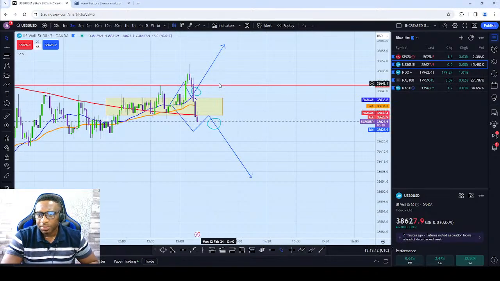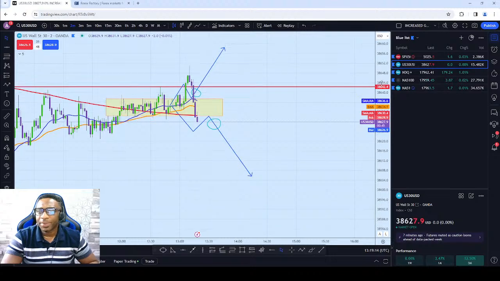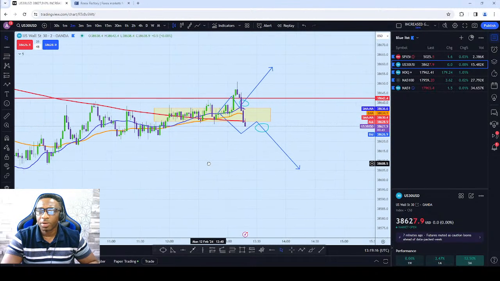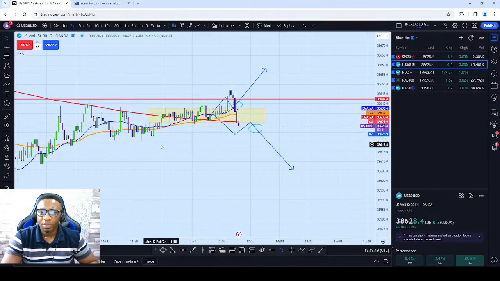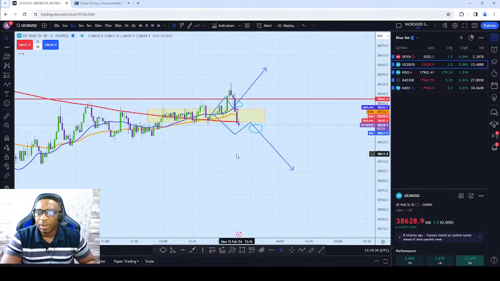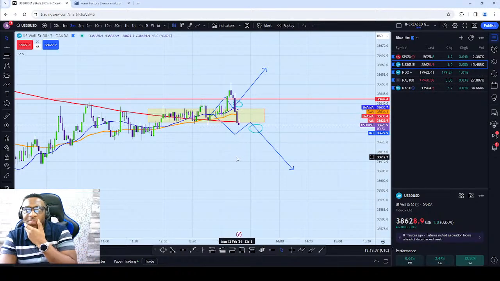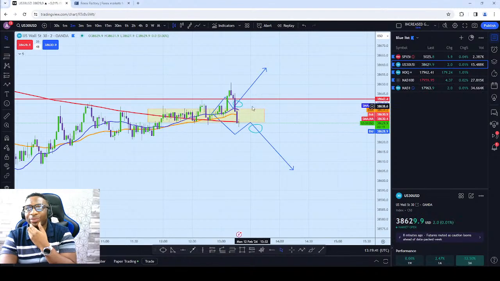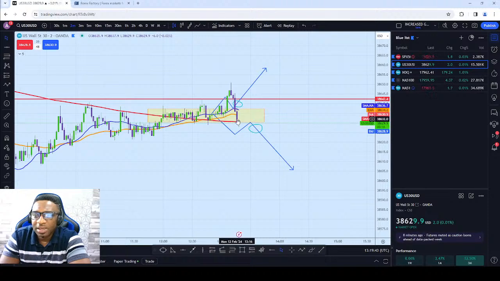So we'll see what happens. Looks like the 200 is kind of holding price at the moment. Let's see what happens next. If it will give us an event from here on, then we'll take advantage of it.